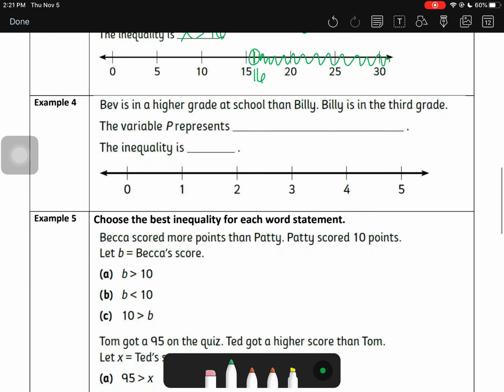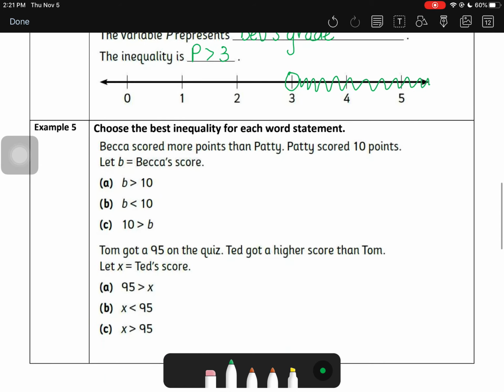Bev is in a higher grade at school than Billy. Billy is in the 3rd grade. The variable P represents Bev's grade. I should have used P in the last example. I get so stuck on X. So the inequality should be P. And since it's a higher grade, we know it's greater, and we know it was bigger than 3. So we're putting an open circle at 3, and we're going to shade to the right to show that it's a grade higher or bigger than 3.